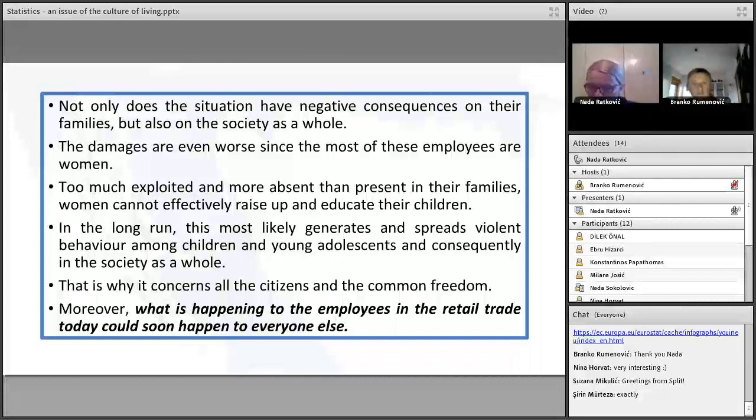So, what is happening here for the employees in the retail trade today could soon happen to everyone else. We all know today that coronavirus takes many jobs from people. The economy is slowing. There is no production. So we must think about that. And I will repeat, what is happening to the employees in retail trade today could soon happen to everybody else.